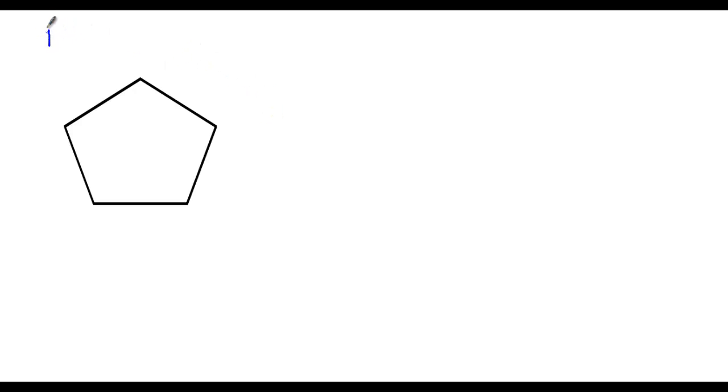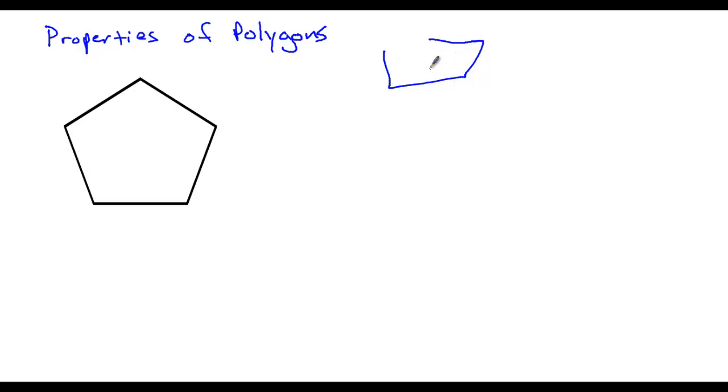This lesson is about properties of polygons. A polygon is a shape where all of its sides are straight line segments, and it's closed. It's not open anywhere. So if you see something like this, is that a polygon? Well, no, because it's open right here.